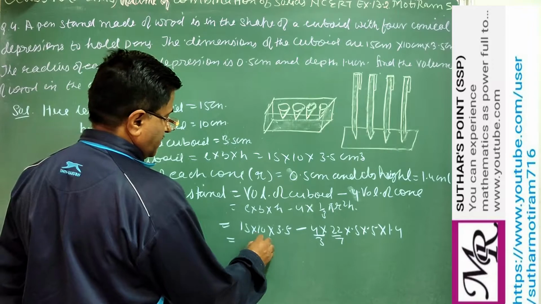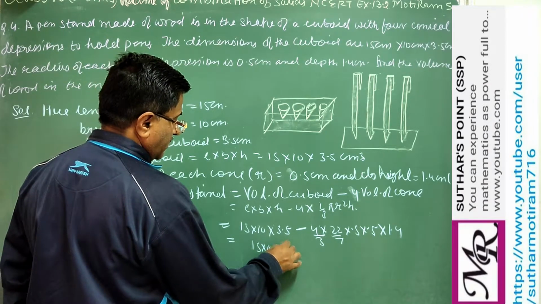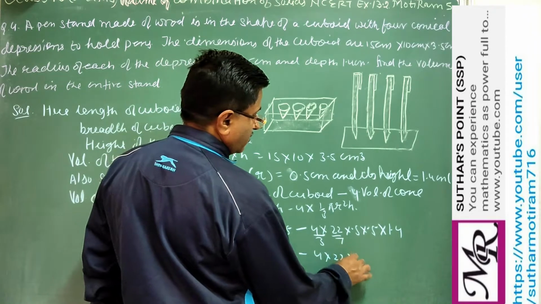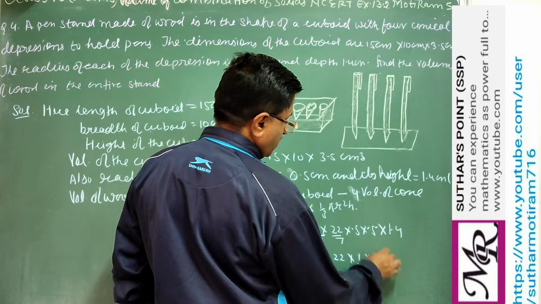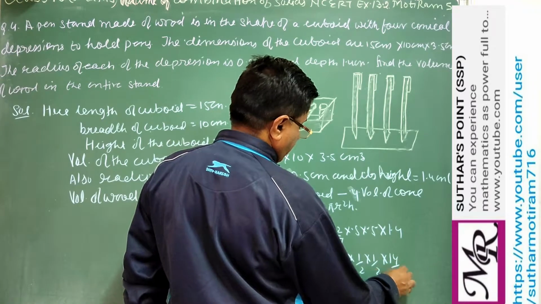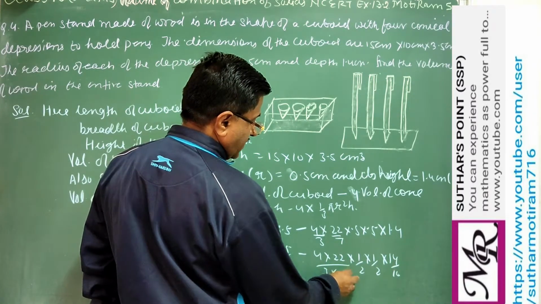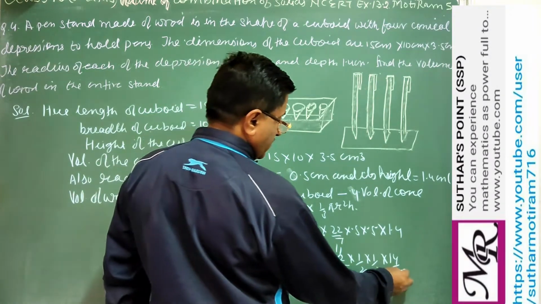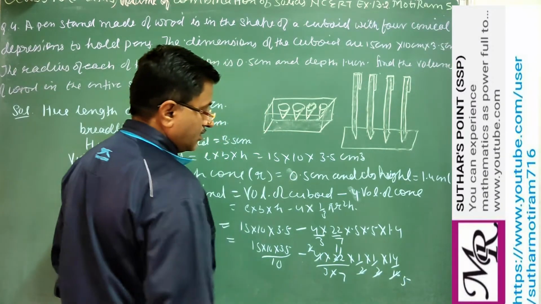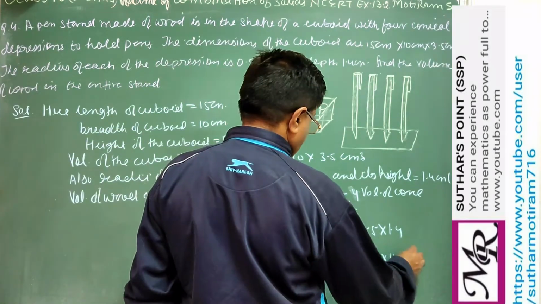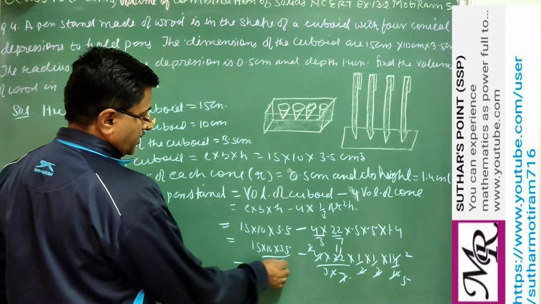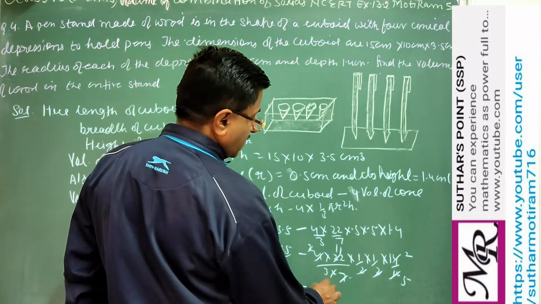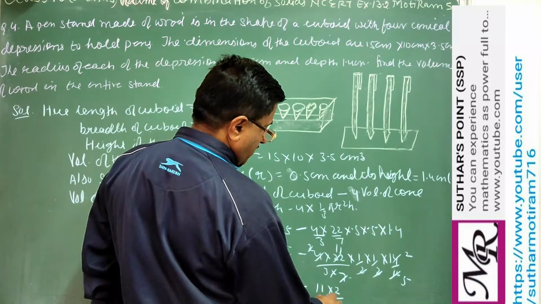So this is 15 into 10 into 35 upon 10 minus 4 into 22 into this is 1 by 2 and this is 14 by 10. We are removing the decimal. So 2, 11, 2 and this is 5, 7 divided by 14 is 2. So here we get 10 with 10. So 15 into 35 minus 11 into 2 upon 15.